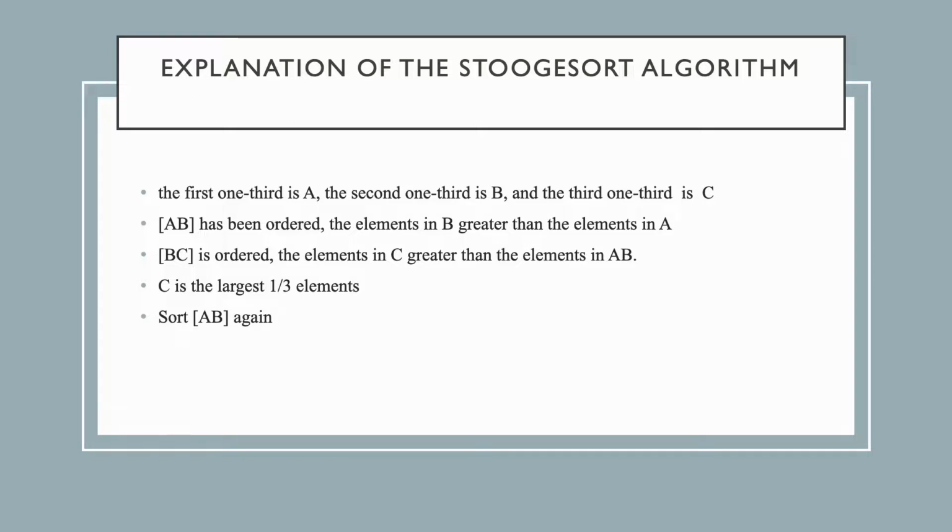At this point, AB is out of order. So after the last call, AB is sorted again, which explains why the first 2/3 elements are called twice, to make sure of the ordering of the array.